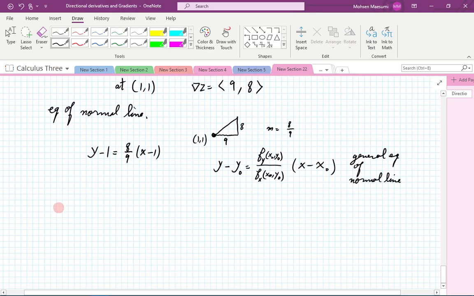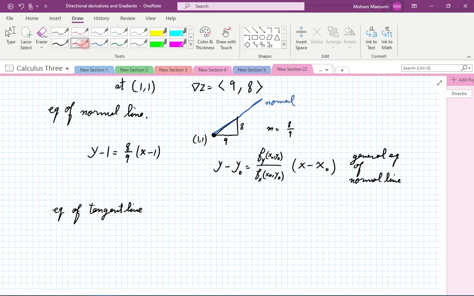Another type of question they ask you in college algebra, calculus, and so on, is the equation of a tangent line. Tangent line, of course, if this is your normal vector, the tangential one, which is perpendicular to normal, is going to have a slope that is the negative reciprocal of this thing. That is m, let's call it m prime, is equal to minus 9/8. Is that right? So if this m is 8 over 9, for the perpendicular, the slope is the negative reciprocal.